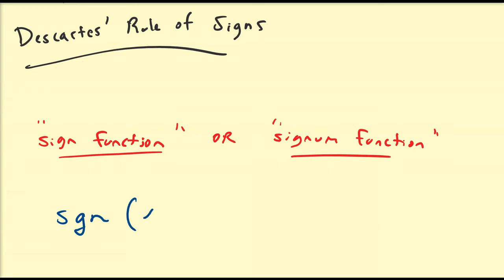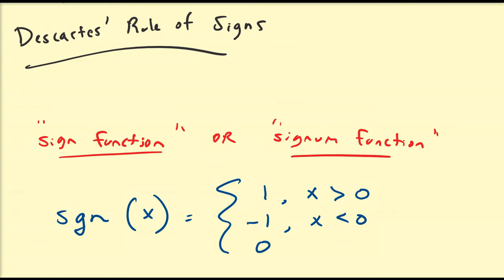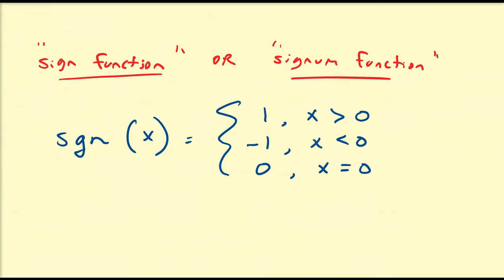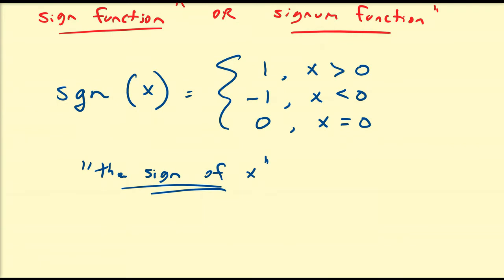So the sign of a number x is going to be a piecewise function. It's defined to be equal to 1 if the number x is positive. It's defined to be equal to -1 if x is negative, and it's going to be equal to 0 if x is neither positive nor negative. And again, we say this is the sign of x, and that's not to be confused with the trigonometric function, sine, related to sine and cosine and stuff like that.